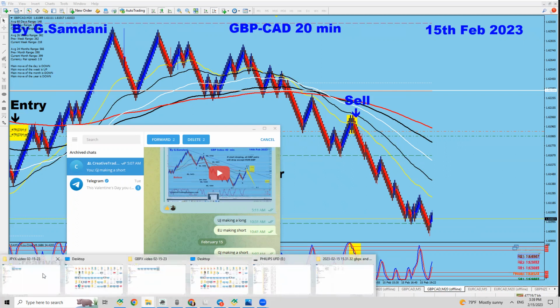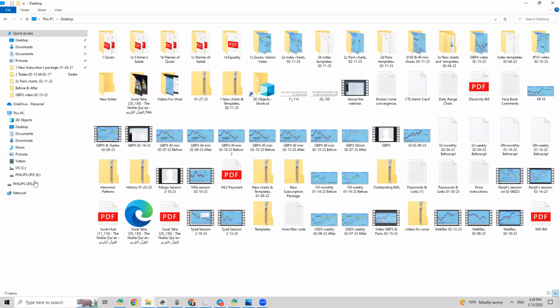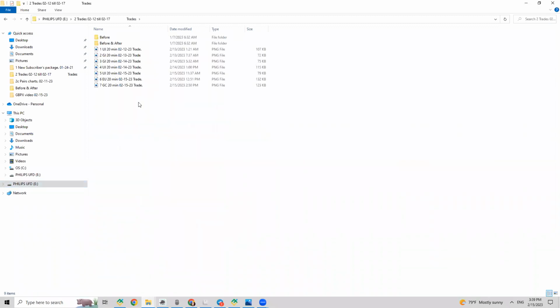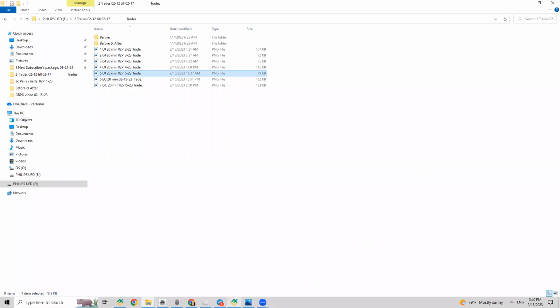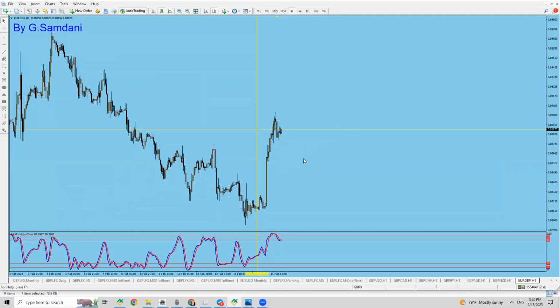UJ long, yesterday. Where is that? Let me open it up again. Today, UJ long on the 15th. Here we go. This is because of the yen, so I'll make a yen video later about what happened to yen. All yen pairs went up. So this is how it is. It is that important, and very lucrative, to watch the yen or any index pair, and then you have multiple choices in your hand.